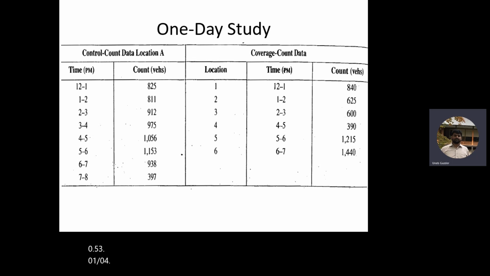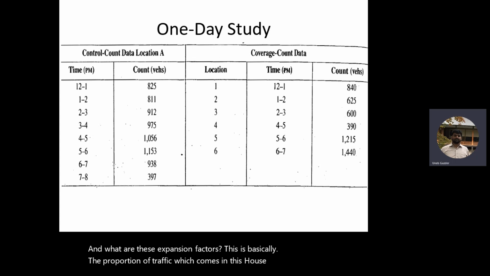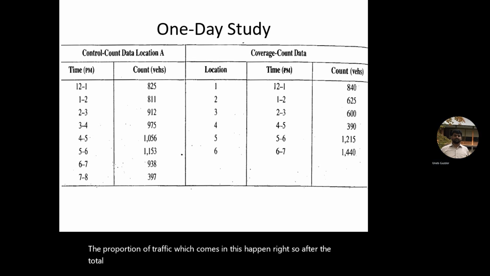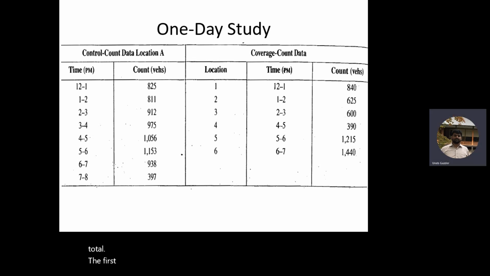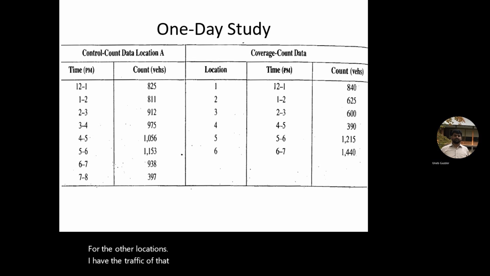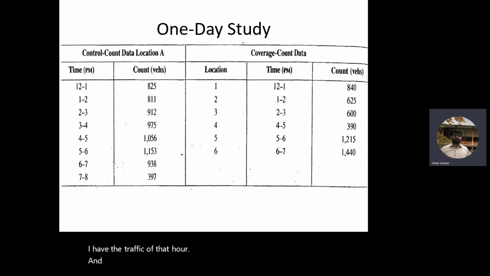What are these expansion factors? This is basically the proportion of traffic which comes in this hour, right? So out of the total, the first hour has 12%, second hour has 12%, third hour has 13%, and so on. Okay. For the other locations, I have the traffic of that hour, and now I know this traffic is how much of the total.